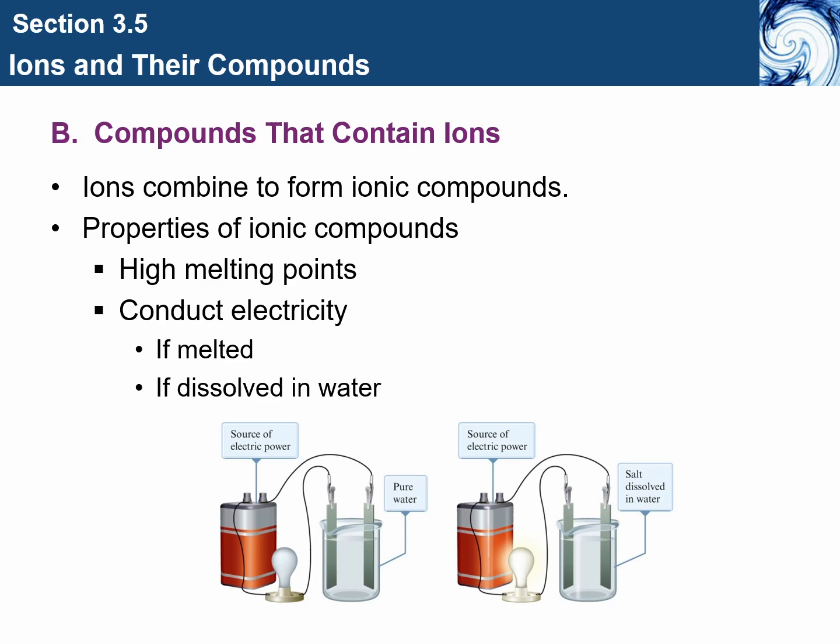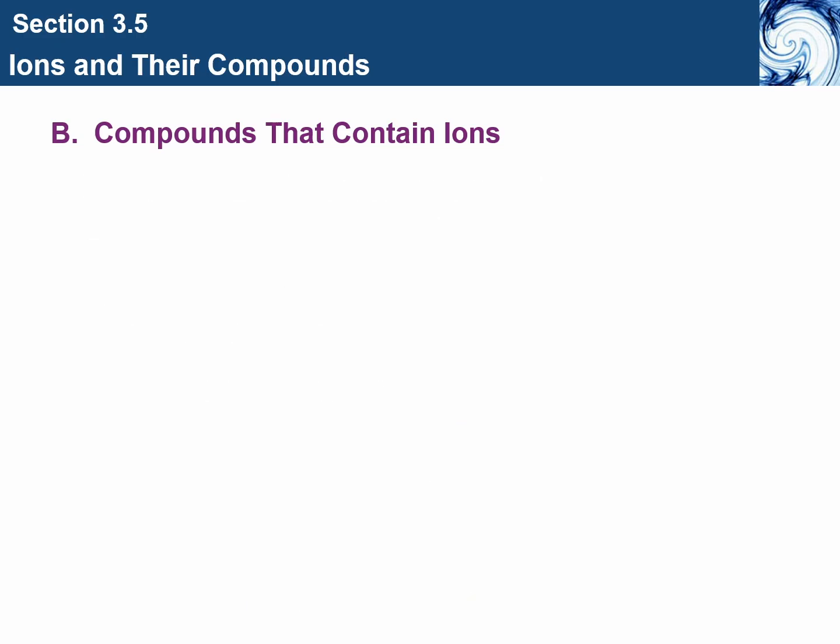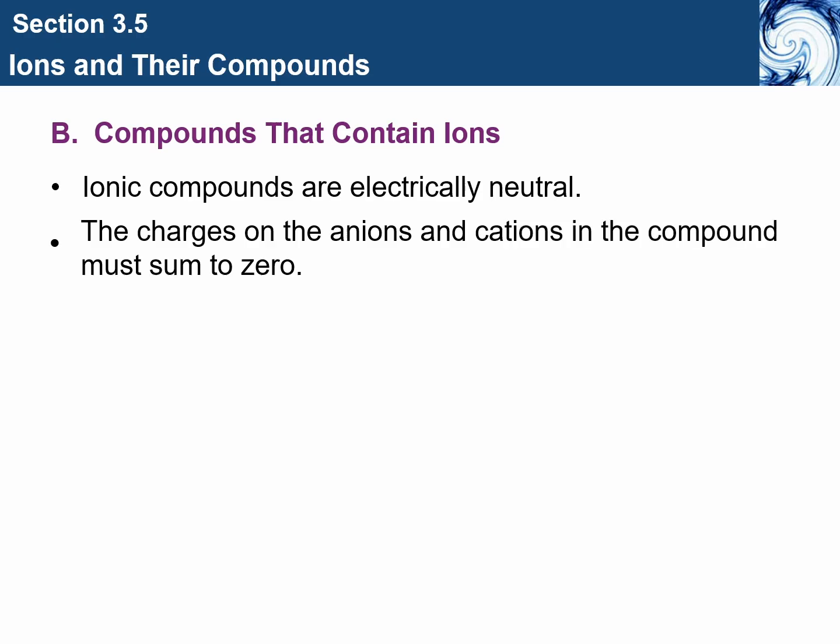The big idea here is that they have high melting points and they conduct electricity if melted, so high temperatures, or if they're dissolved. Ionic compounds are electrically neutral overall. This just means that the total positive charge from the cations has to exactly match the negative charge from the anions. The individual ions remain charged, but since it's a compound coming together, the net or the total charge is 0.